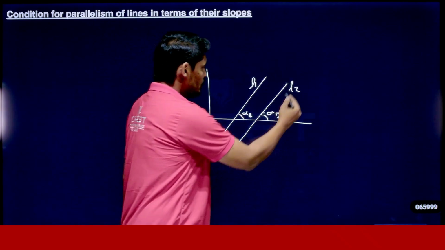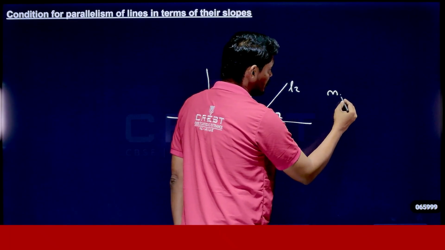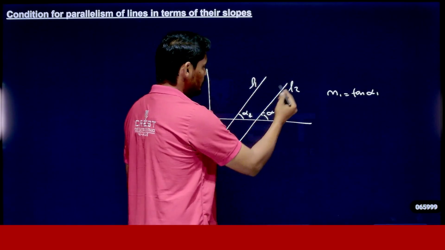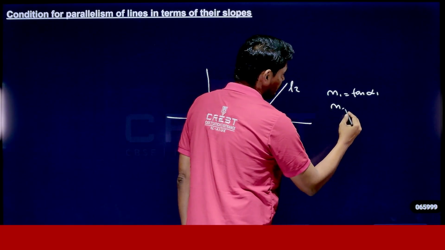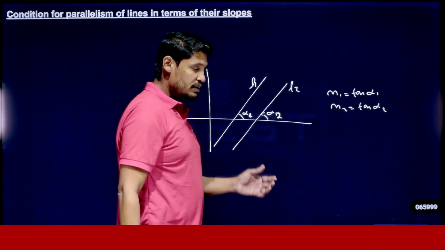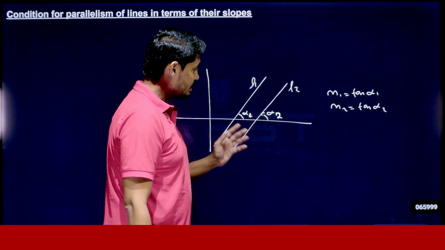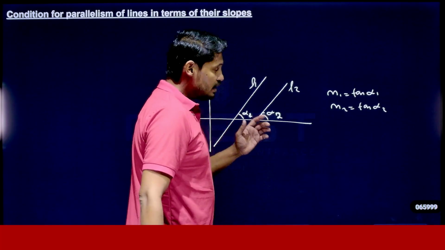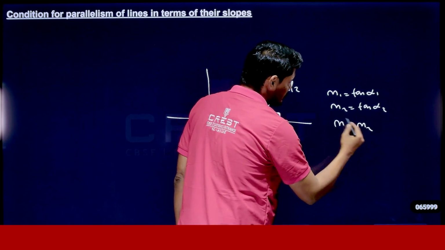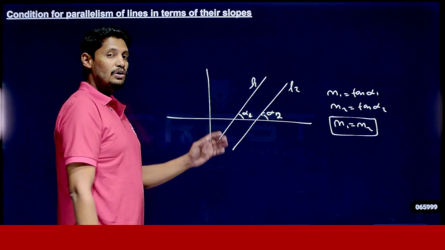We know that the slope of L1, m1, equals tan alpha 1. And the slope of L2, m2, is equal to tan alpha 2. Since alpha 1 and alpha 2 are equal because the lines are parallel, we can say that m1 equal to m2. That's the condition. If 2 lines are parallel, their slopes are equal.